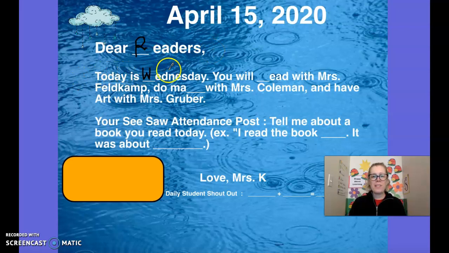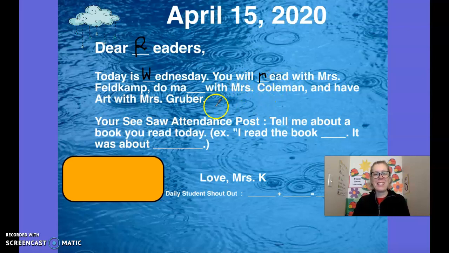Today is Wednesday. You will eat with Mrs. Feldkamp. You will read. What letter goes there? Yep, R. And you want to make sure it's lowercase because it's in the middle of a sentence. You will read with Mrs. Feldkamp and do ma with Mrs. Coleman. Uh-oh. What is ma?